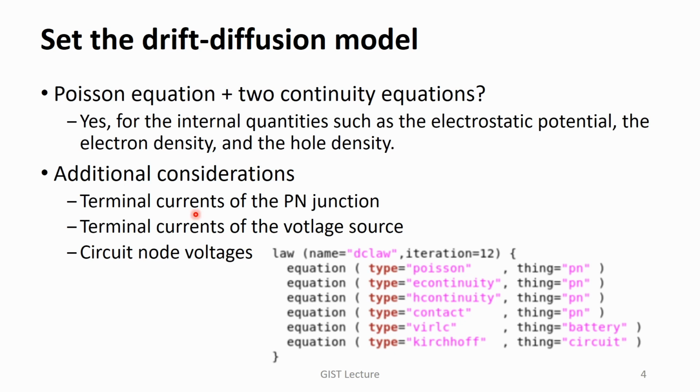We must care about the terminal currents of the p-n junction. Also, terminal currents of the voltage source are taken into account. Circuit node voltages are also needed in the circuit analysis. Therefore, the number of equations is a little bit larger than 3.